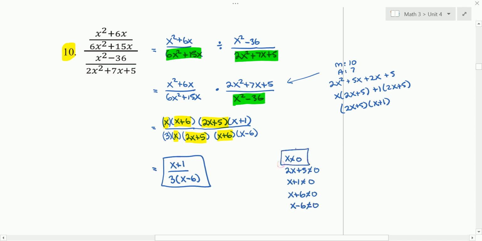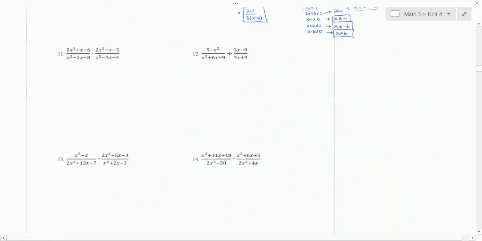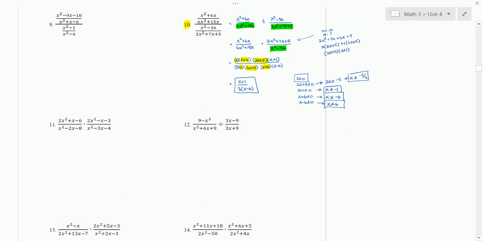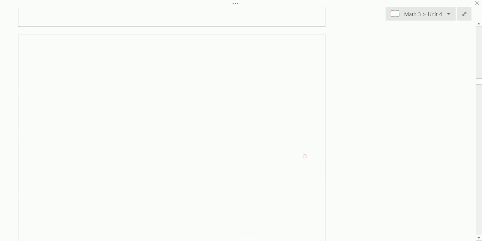So x can't be 0. Solve here. X can't be negative 5 over 2. X can't be negative 1. X can't be negative 6. And lastly, x cannot equal positive 6. And we'll stop there.